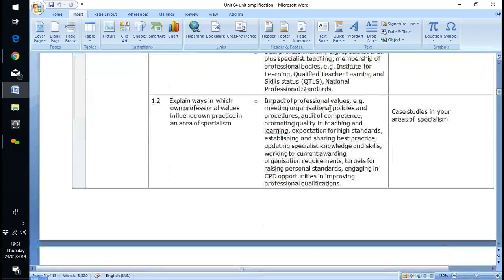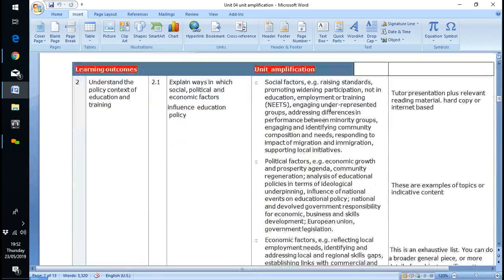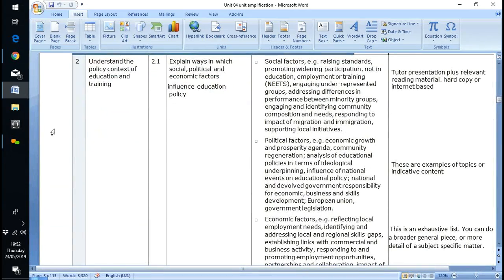But again, one, we've looked at that, and 1.2 we're okay with that. But it looks at explaining ways in which social factors. So we're looking at raising standards, widening participation, not in education and training, NEET groups, trying to re-engage those. It says engaging underrepresented, re-engaging them, because most of the group that are in that NEET group have been through 11 years of education. Yes. And with not very much to show for it at the end.